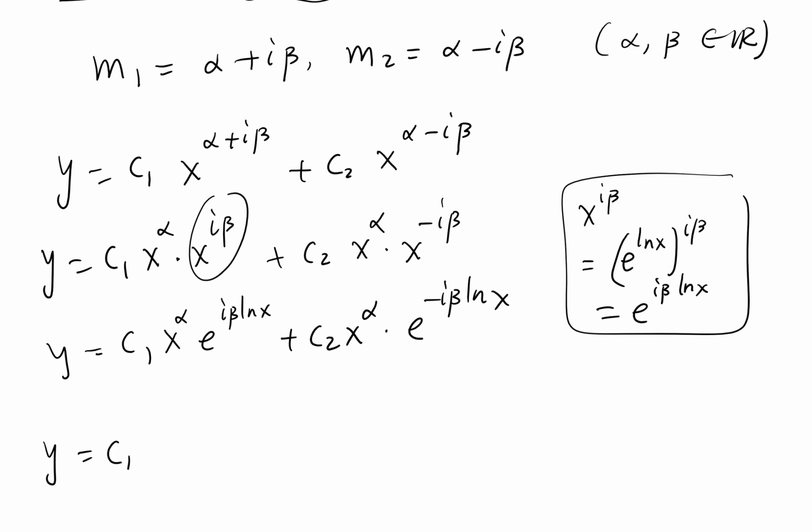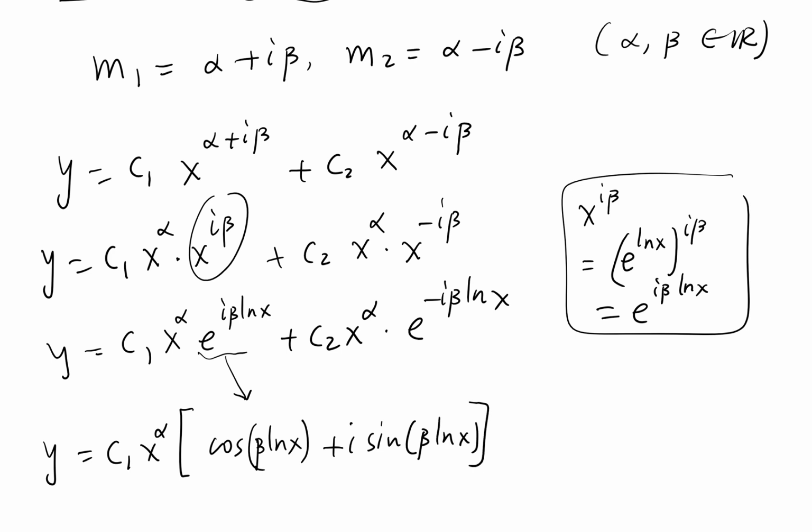So then for the first one, if you look back at the previous sections and how we did it, by Euler's identity, this by itself can be cosine beta natural log of x, like so, plus i sine beta natural log of x. Plus c2 x to the alpha cosine beta natural log of x minus i sine beta natural log of x.